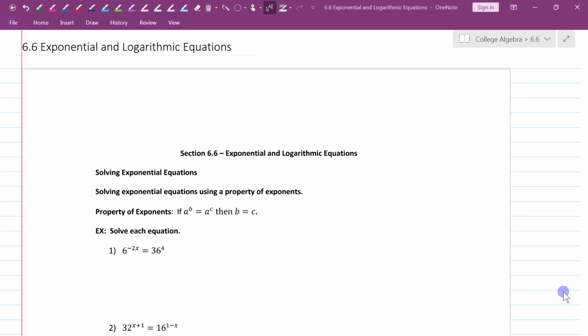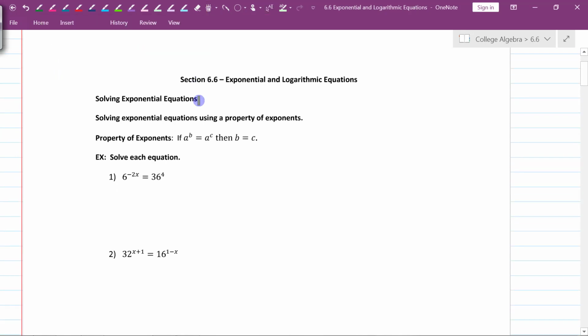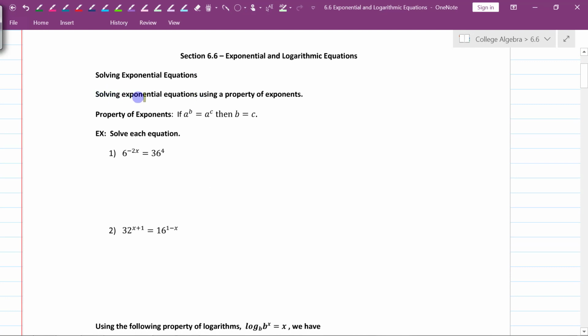So the first thing we're going to do is talk about exponential and logarithmic functions and review a little bit some of the basic rules of what we know concerning exponentials. So, solving an exponential equation using the properties of exponents. Okay, that's where we're going to start off.